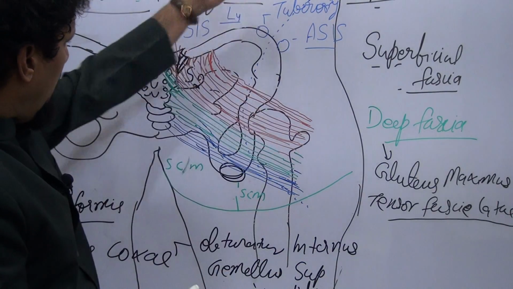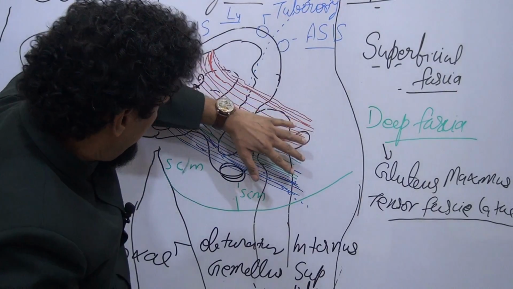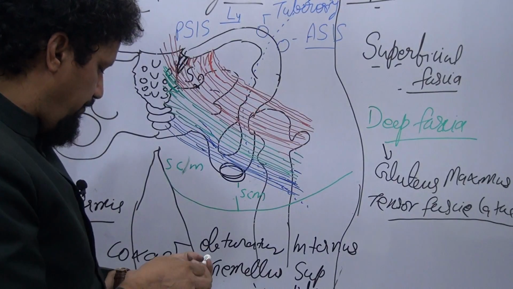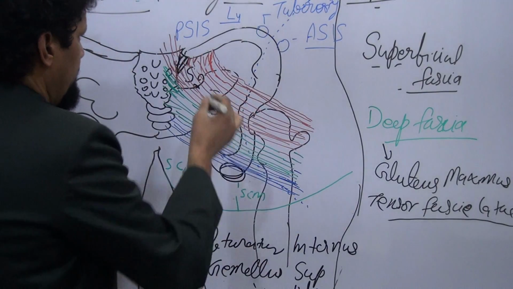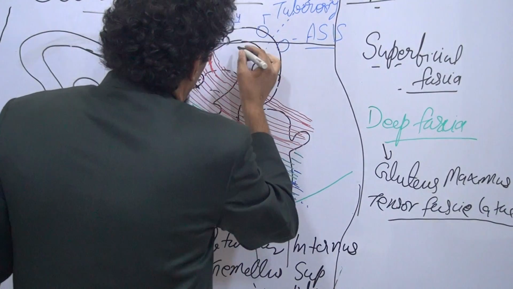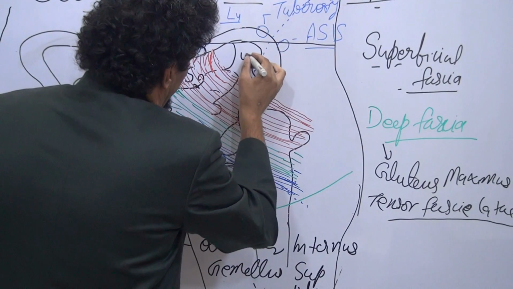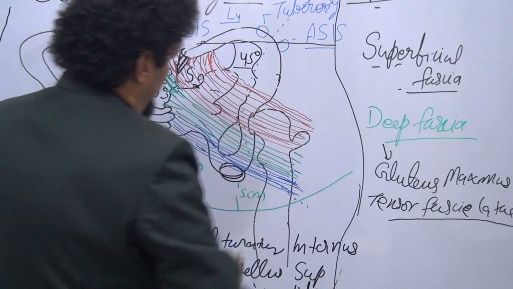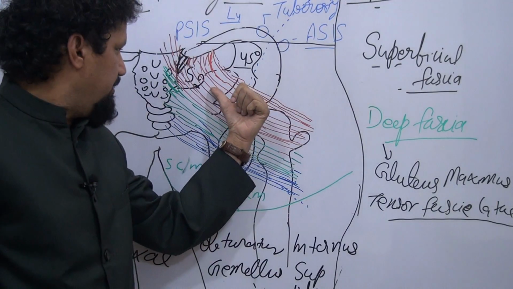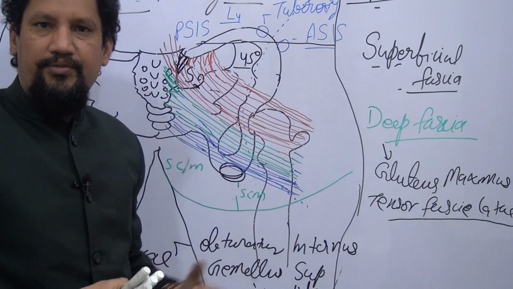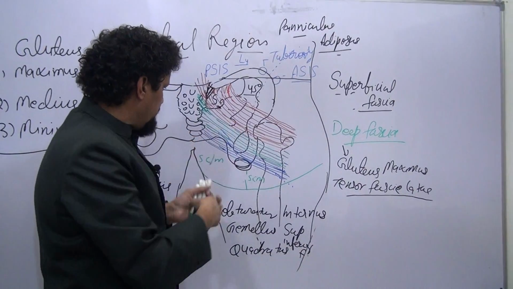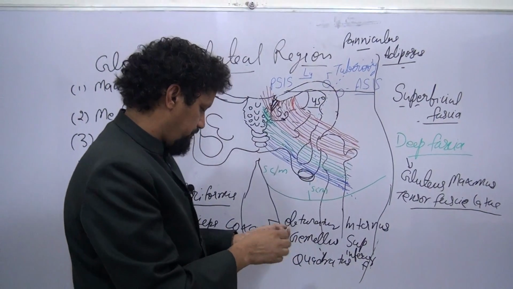The fibers are running downwards and laterally and forming an angle of 45 degrees with the pelvis. So this is the horizontal line of the pelvis, and these are forming a 45 degree angle with the pelvis. These are the superficial and deep fibers of the upper half of the gluteus maximus muscle, and the superficial fibers of the lower half of the muscle.